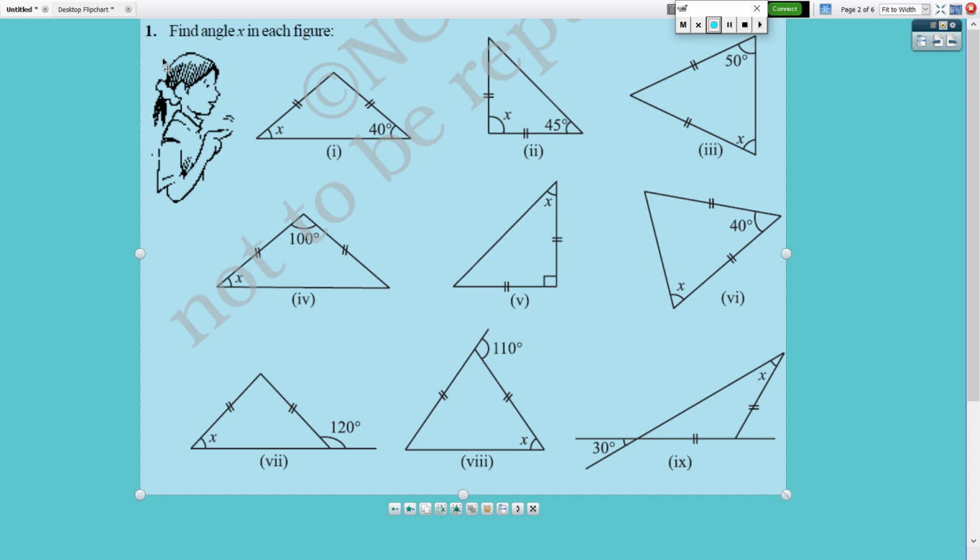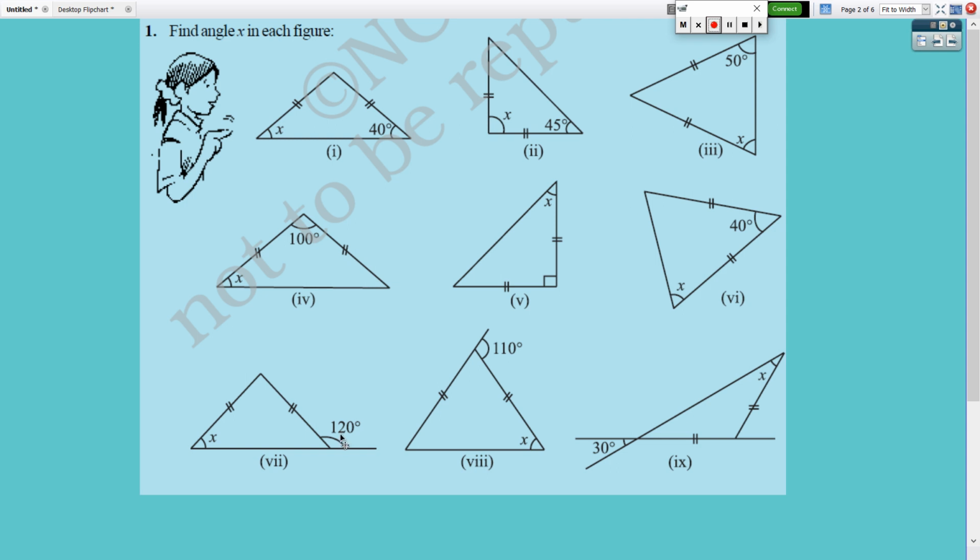Now you have some questions. Find angle X in each figure. Here these two marks represent equal sides. That equal sign represents equal sides. So X and 40 are the angles opposite to equal sides, or we can say these two are the base angles. So this is 40, X is also 40. Now look at the figures and find out the values of X.